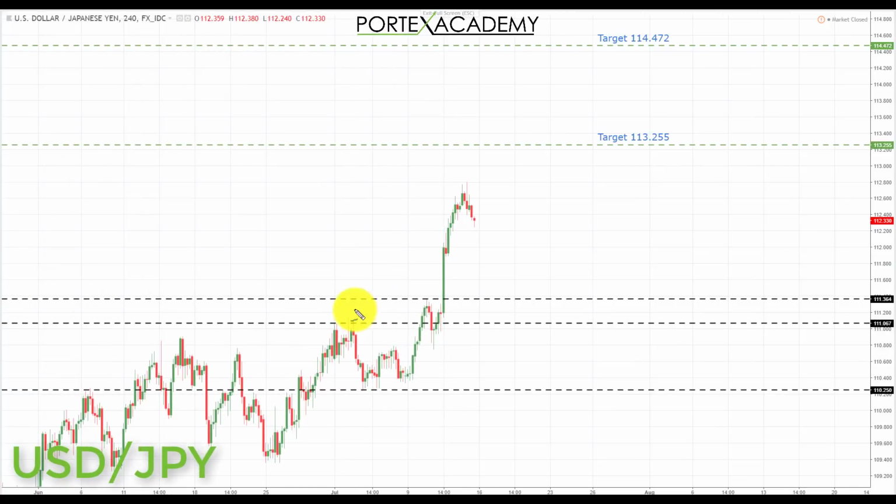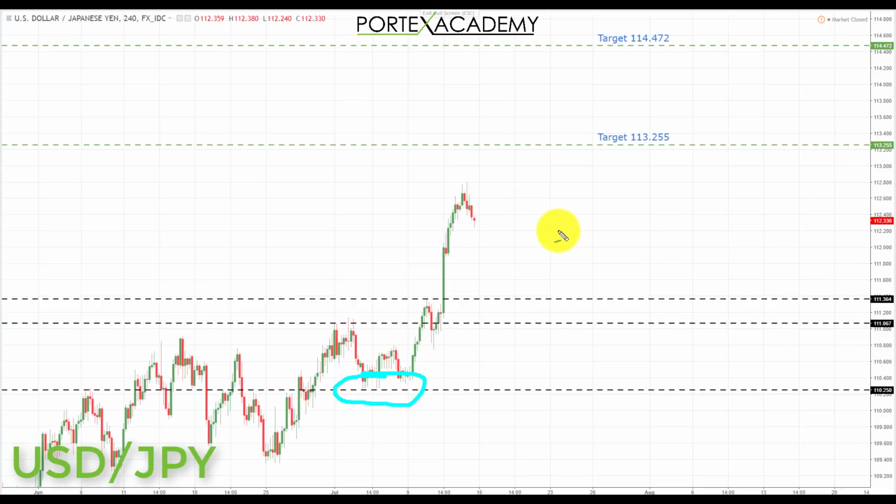Next we have the US dollar Japanese yen. Now last week we were sitting right at the 110.250 area, and we were looking for potential long positions from this area, and as you can see we had a really nice rally to the upside last week in the US dollar Japanese yen. For anybody who was in this, we took out both targets to the upside at the 111.427 and the 112.152 from last week.